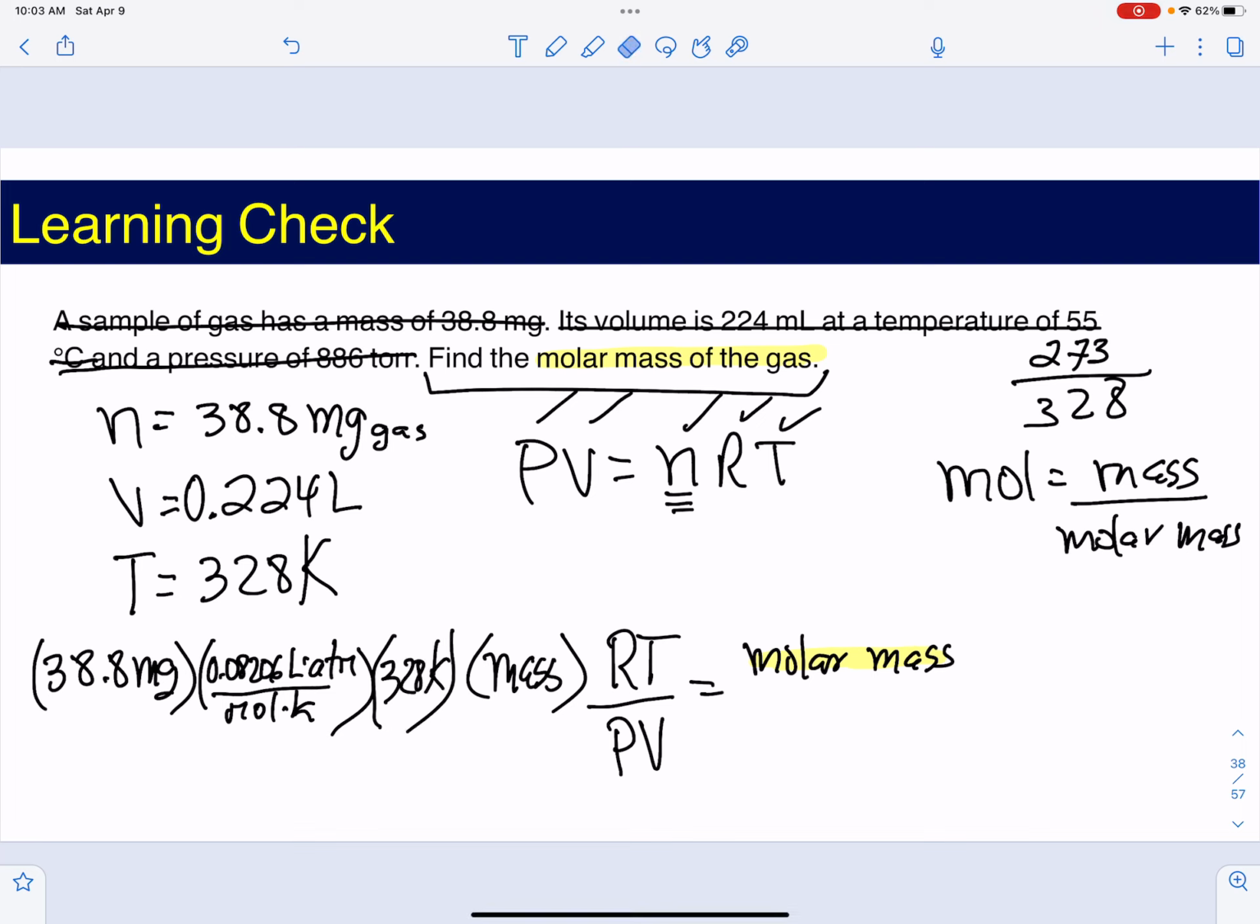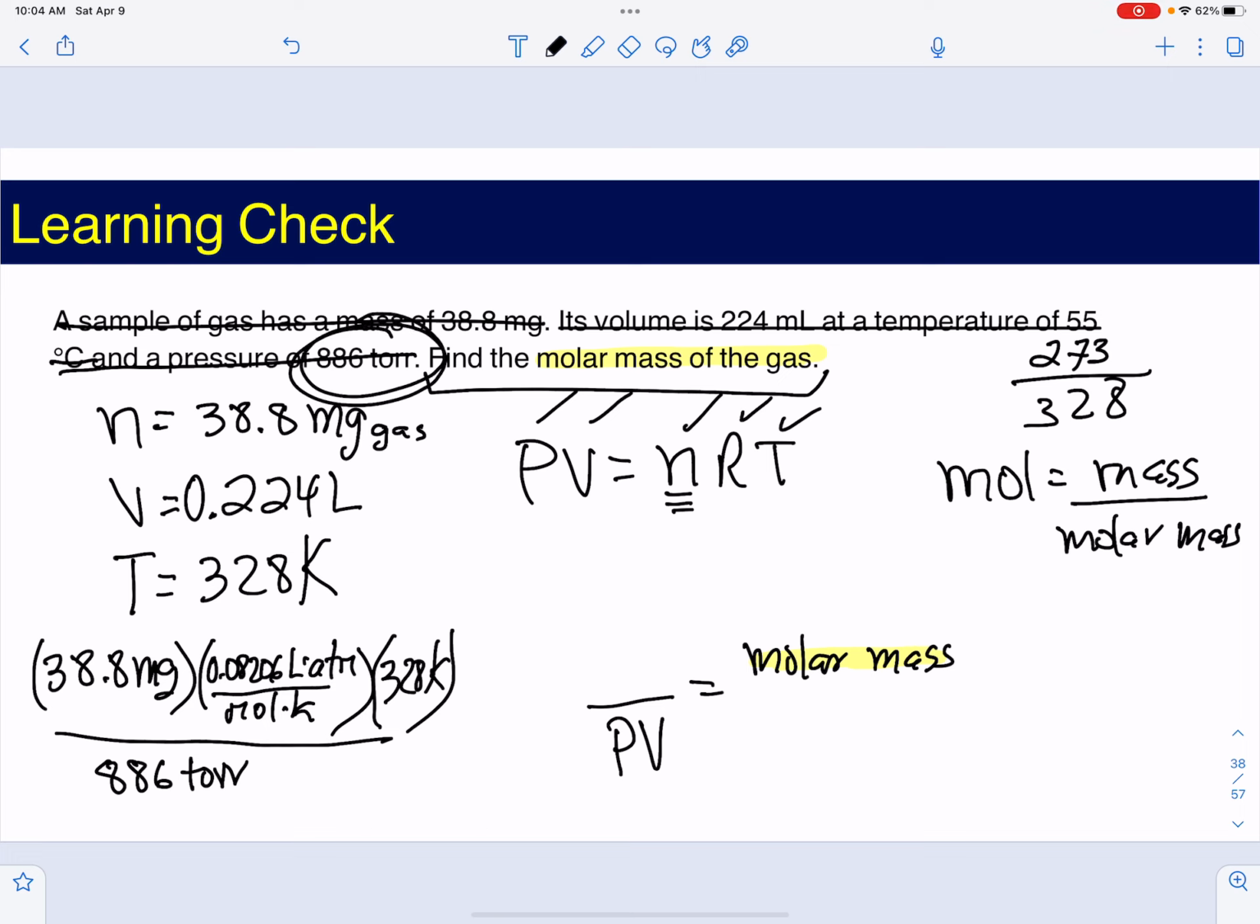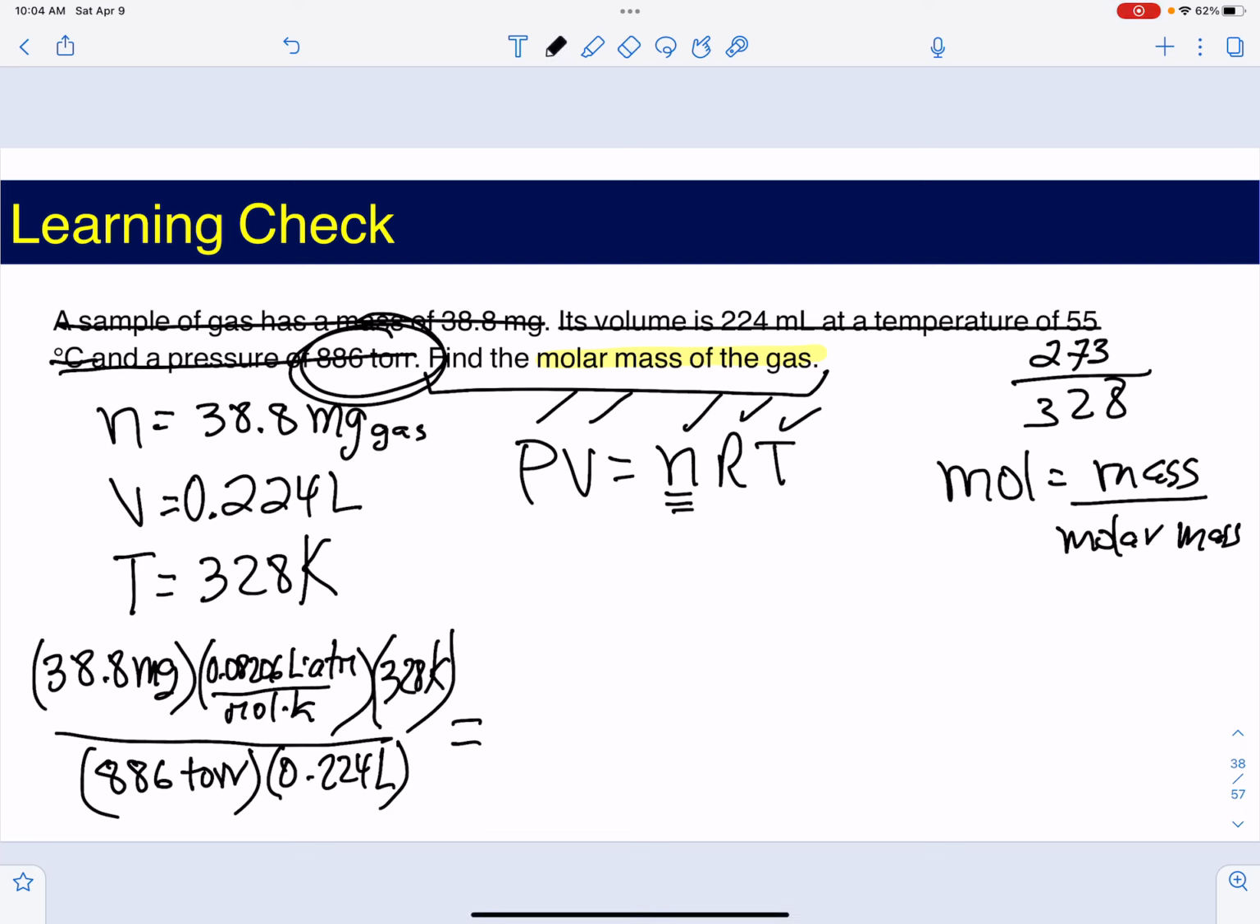So I did the top portion, I did all of that. And we're gonna divide this by the PV. Pressure is 886 torrs. That's right there. And the volume is 0.224 liters. And that should give me my molar mass. So my molar mass, which is what I'm looking for, is that.